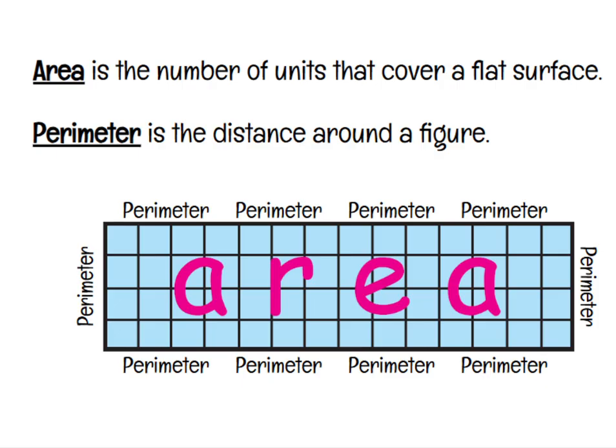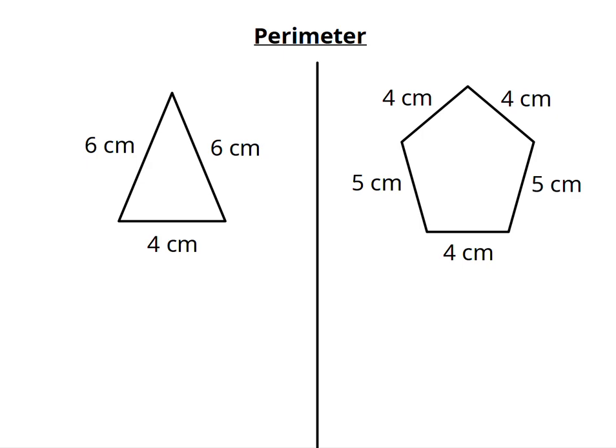Perimeter is the distance around a figure. Think about when you put a fence around your backyard, or if you need to put a border around a bulletin board. Then we need to find perimeter. To find perimeter, we simply just need to add up all the sides.